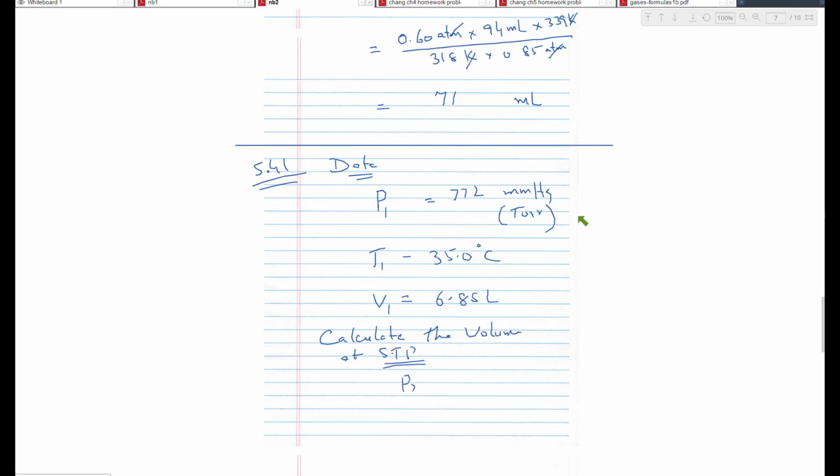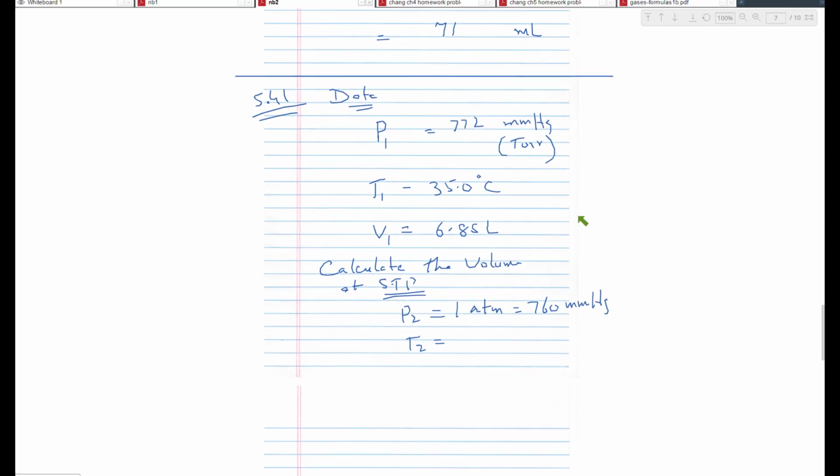What is the standard pressure, P2? Is it 1 atmosphere? 1 atmosphere, but in mm what is it? 760 millimeters of mercury. What is the standard temperature? Is that 0 degrees Celsius? Yes, 0 degrees Celsius, you're right.